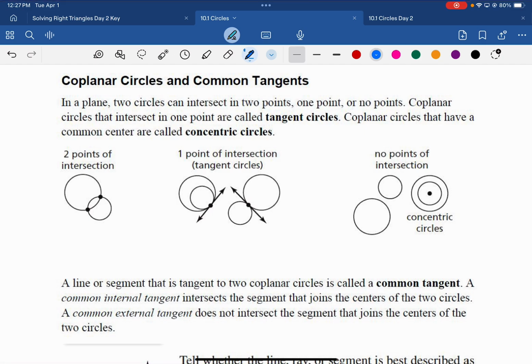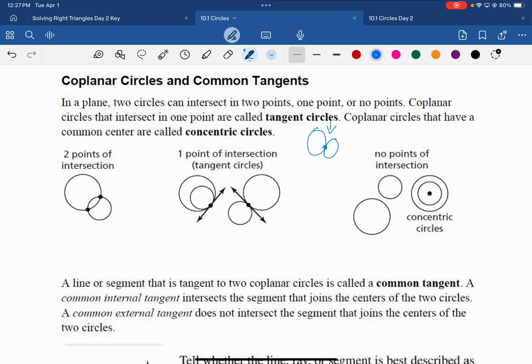And so any circle that just intersects one time with another circle is called a tangent circle. So for example, if I had a circle here and another circle and they just intersected at one point, that would be a tangent circle. Okay? All right, and then circles that have a common center, meaning their centers match up, are called concentric circles. And they have a picture of it there.